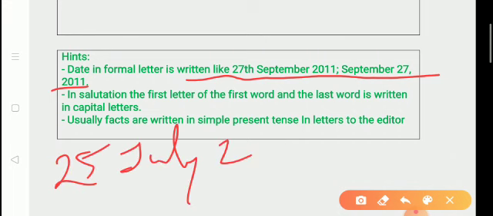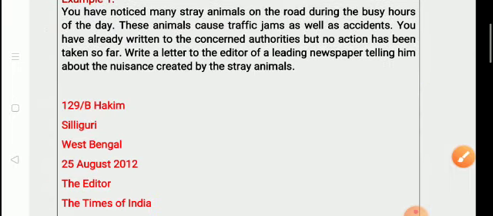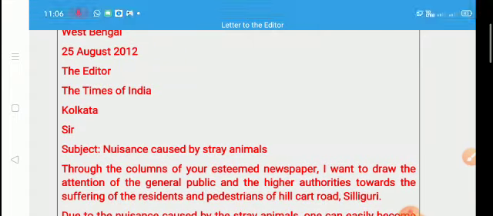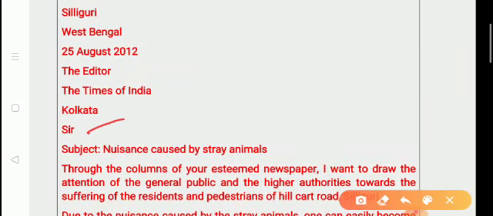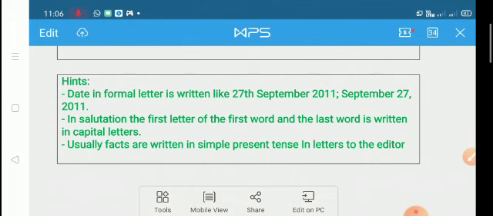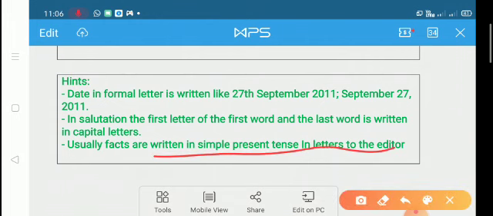In the salutation, the first letter of the first word and the last word is written in capital letters. Salutation means like Sir or Madam. This way you will write. Usually facts are written in simple present tense in letters to the editor. Most of the time we use only simple present tense to write letters to the editors.